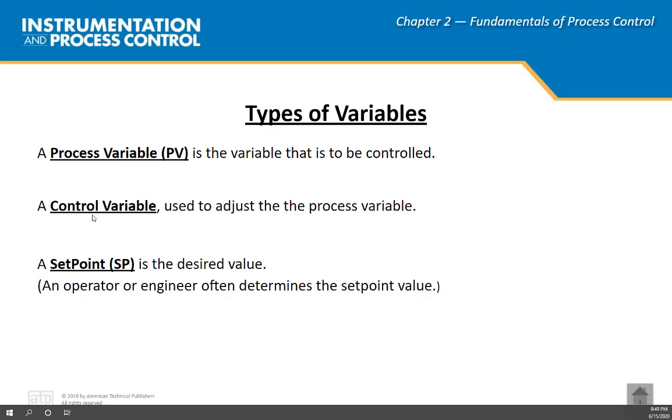Next is a control variable. This is used to adjust the process variable. So with the example of our air conditioner system, this would be the coolant. This would be the freon. The freon is what is used to control the temperature of the air that blows out of the vents.